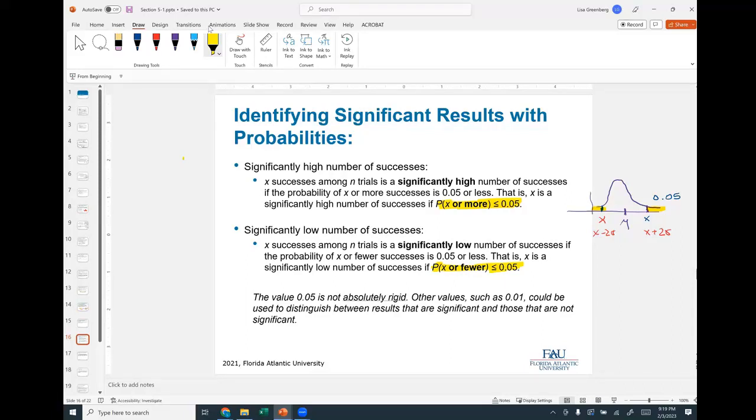And this is kind of important. The value 0.05 is not absolutely rigid. Sometimes we could use 0.01 because maybe we want them to be even more significant, right? So it's not rigid, but that's the number we're mostly going to use.